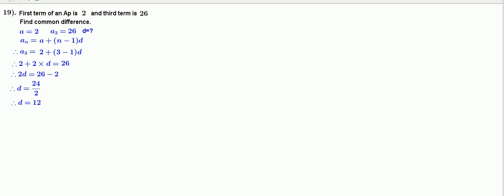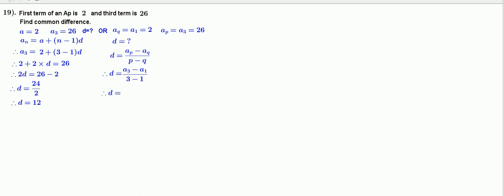We can solve this problem by using formula D equal to AP minus AQ divided by P minus Q. Let us try. Here AQ is equal to A1 is equal to 2. AP equal to A3 is equal to 26. Formula D is equal to AP minus AQ by P minus Q. Substitute 3 for P and 1 for Q. We will get D equal to A3 minus A1 by 3 minus 1.